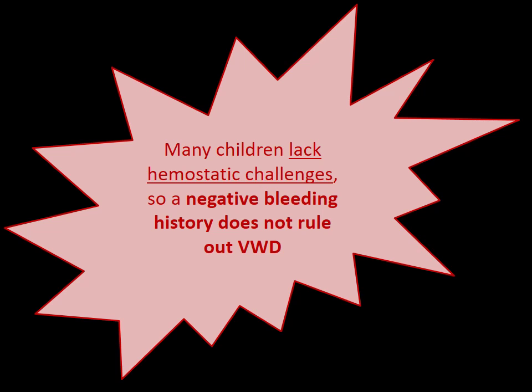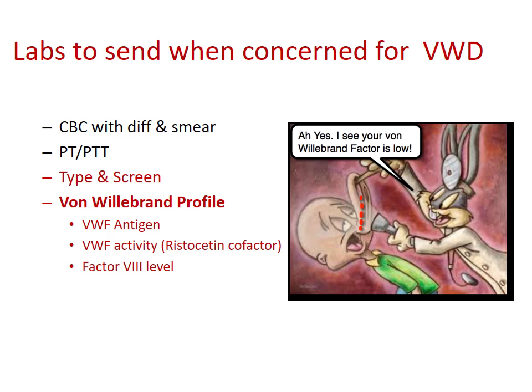Well, knowing how to take a good bleeding history and understanding what makes up abnormal bleeding is important. Many children lack hemostatic challenges, so they'll have a negative bleeding history. And this negative bleeding history does not rule out von Willebrand's disease.